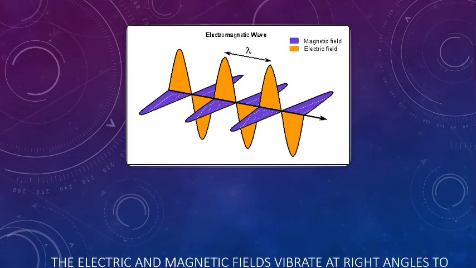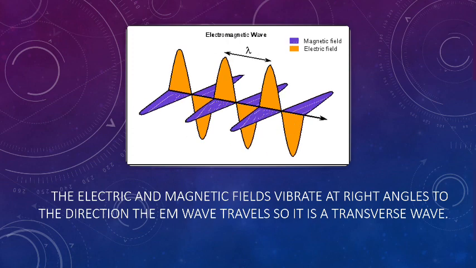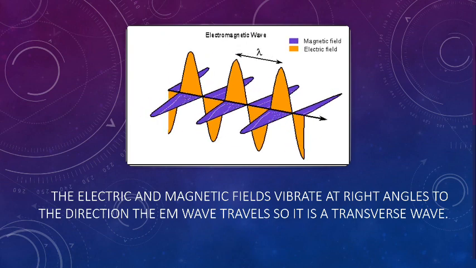In this illustration, the electric and magnetic fields vibrate at right angles to the direction the electromagnetic wave travels, so it is a transverse wave.